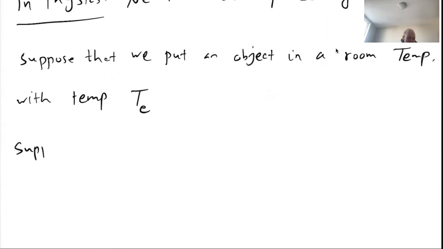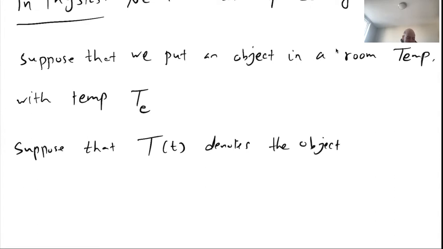So suppose that T of t denotes the object temperature at time t. So room temperature is fixed and is Te. Object temperature depends on the time. So for example, let's say you put a hot cup of coffee in the room. So the temperature drops, right? So in the beginning, temperature is high, then it drops. The temperature is a function of time, but the room temperature, we can assume it's fixed.